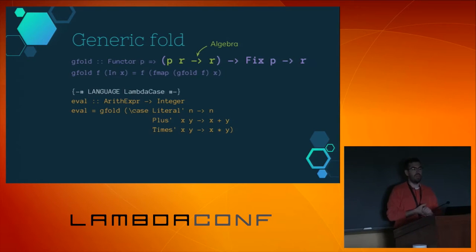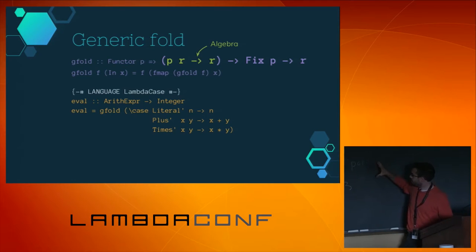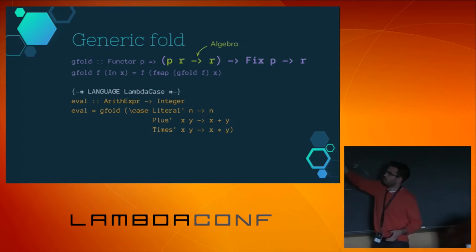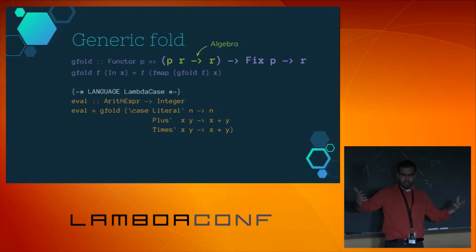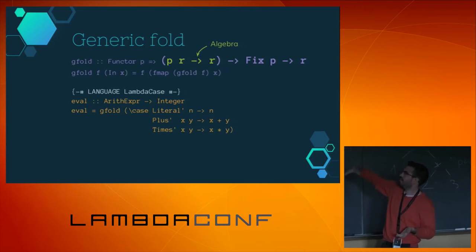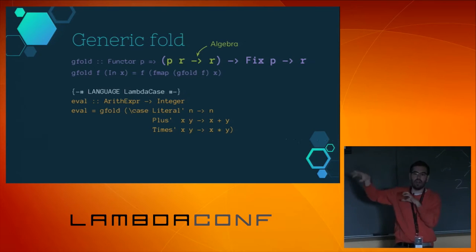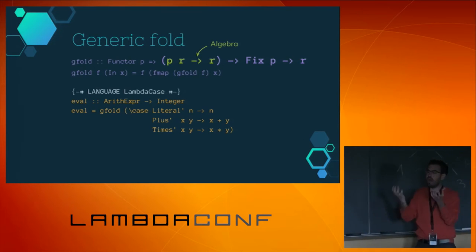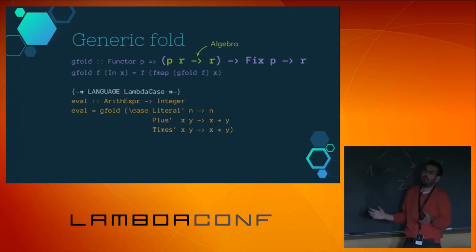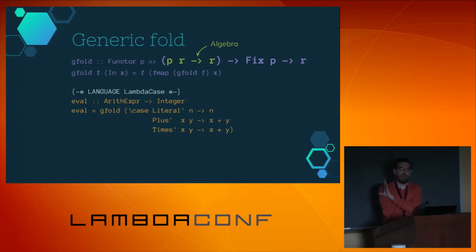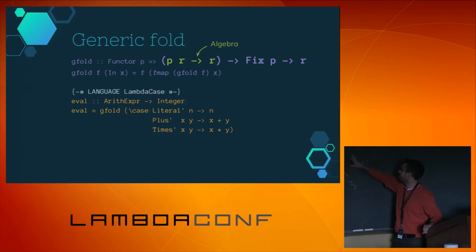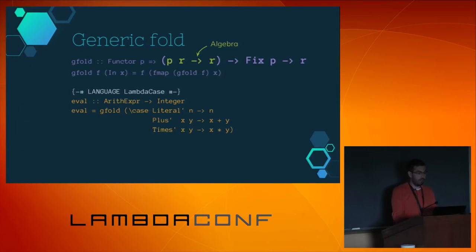So if we want to do something like, please give me the result of this expression, we can do this by using gfold for arithmetic expressions. Instead of writing all the skeleton, we only have to go to the essential part, what you do for each constructor. So if you have a literal, you have n. If you have plus, and x and y are going to be the results of the computation that go upwards, you're just going to add them up. And if you have times, you are going to multiply them. So we have here two things that we can already do with pattern functors. We can change the fixed point and then attach new things, or we can create generic folds.